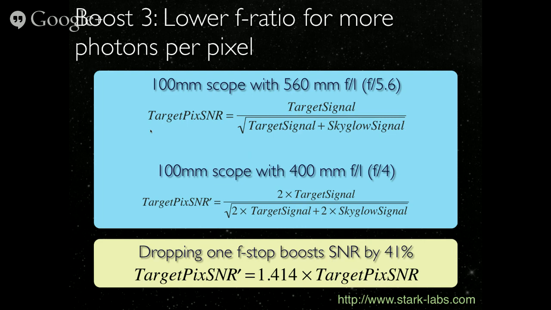If you go from, say, a 560 millimeter focal length 4-inch scope, so an f5.6, and drop that down to an f4, keeping the aperture constant, you have now doubled the amount of target signal you're getting. Yes, you've boosted the sky glow and everything in it. But again, it's another one of these times where you are boosting your signal to noise by 40%. Personally, I would take 40% any day of the week.